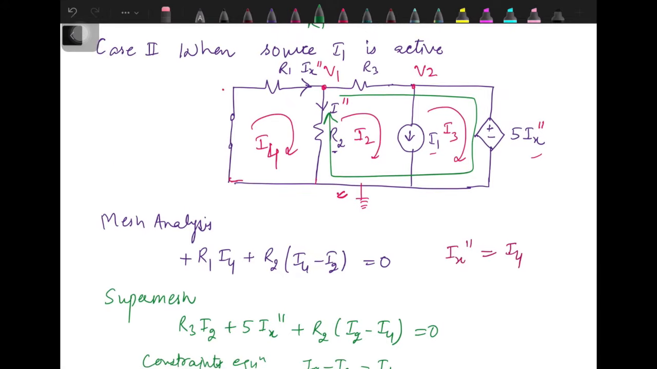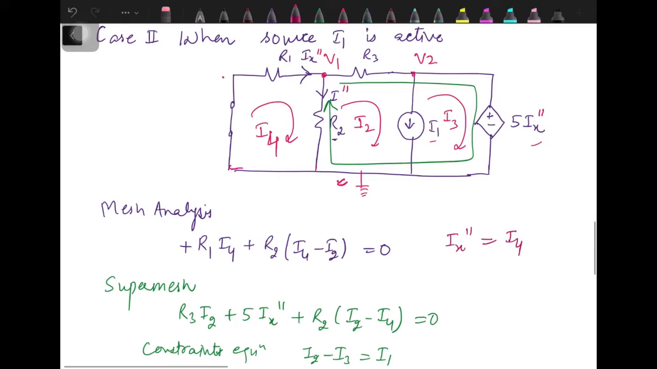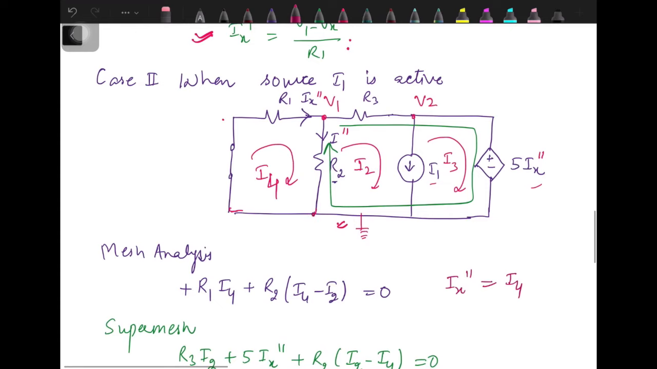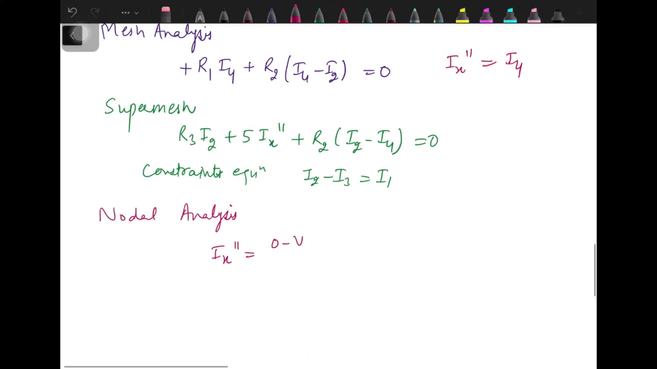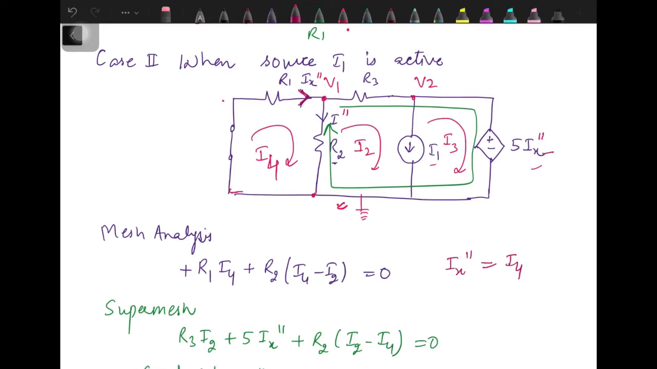You can go with nodal analysis as well. If we go with nodal analysis, we need to write the value of Ix double dash. The value of Ix double dash will be 0 minus V1 by R1, because Ix double dash is flowing towards node 1. So it is minus V1 by R1. This is one thing we need to write, that is the controlling quantity, and we will have the equations of node 1 and node 2.